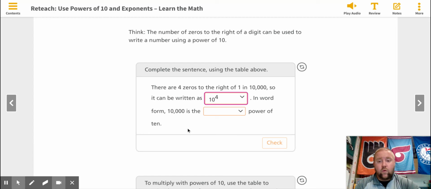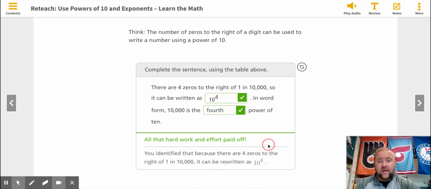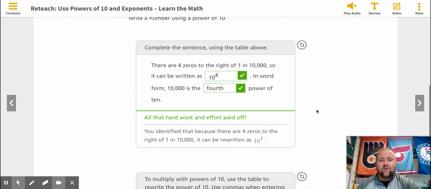Okay, so in word form, when we read this number, they're asking, okay, 10,000 is the blank power of 10. Well, what's the power here? 4. So that's going to be the fourth power of 10. And we check it, and we got it right. Woohoo! All right. So let's keep moving on to the next part here.